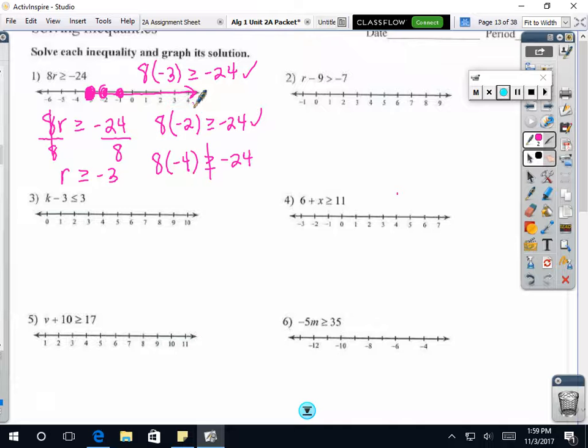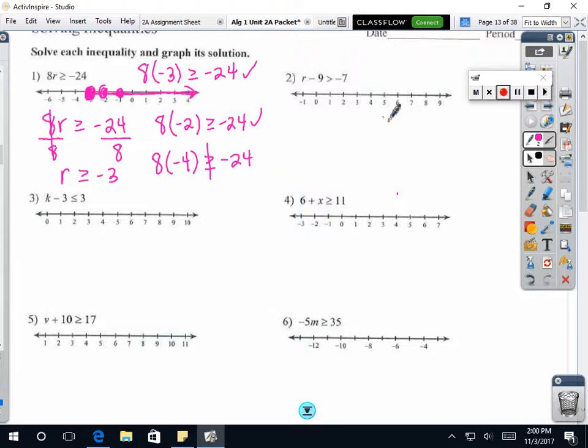If you just draw a circle on all the whole numbers, you're leaving out like negative 1.5. And if you plug in negative 1.5 and multiply by 8, you're going to have a number greater than or equal to negative 24. So by drawing the arrow, you're including every single number, decimal and whole, that is greater than or equal to negative 3. So what this pink line represents is all of the solutions to this inequality.